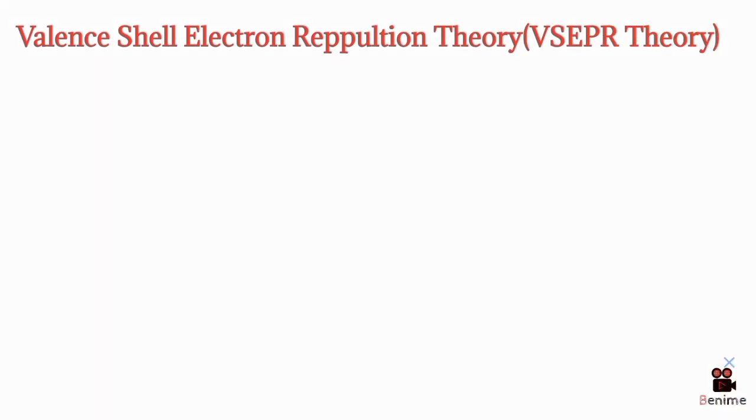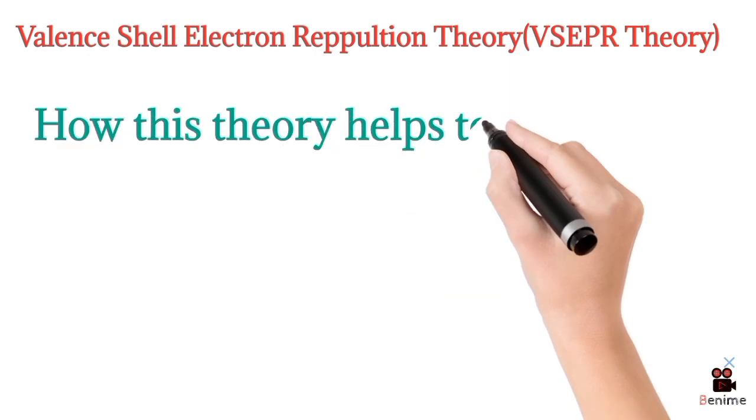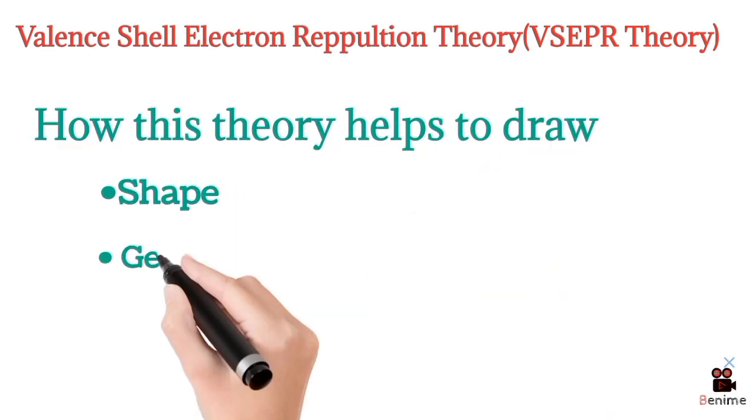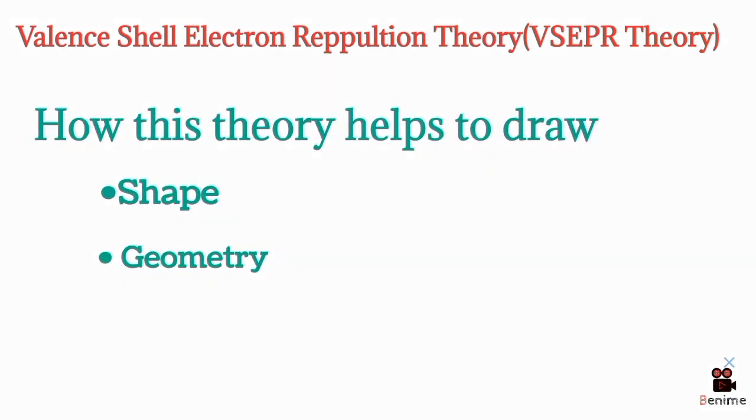Today we will discuss valence shell electron pair repulsion theory in detail. And we will also discuss how this theory helps to draw the shape and geometry of molecules, just like examples. We will discuss all possible shapes and geometries of molecules on the basis of VSEPR theory in the next video.